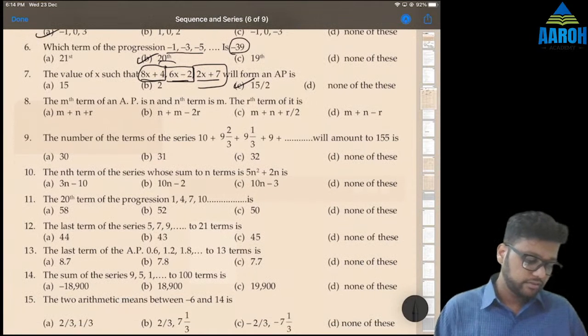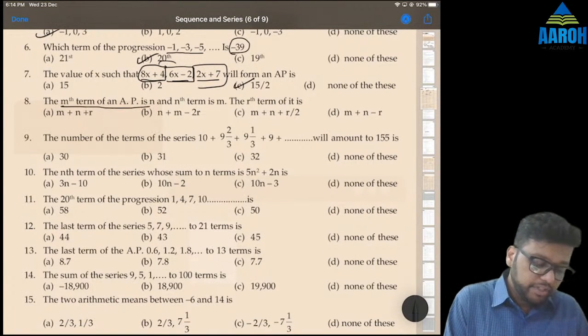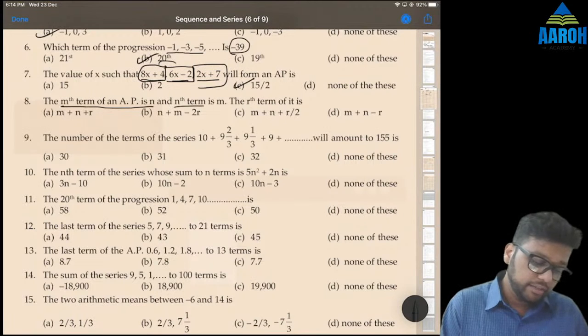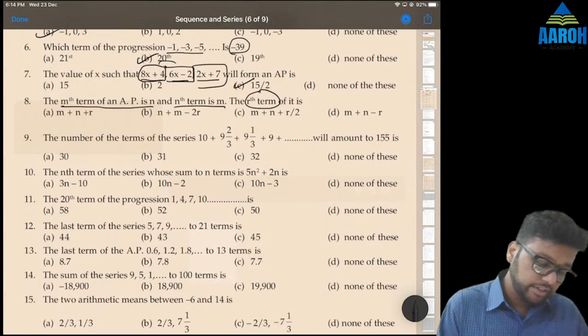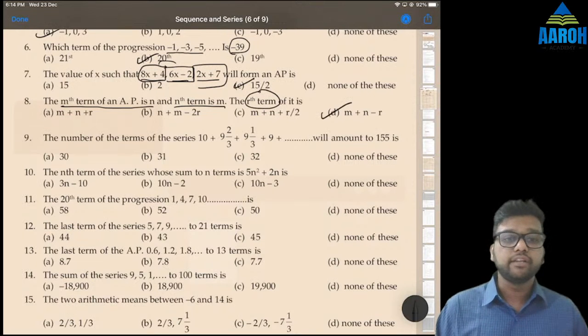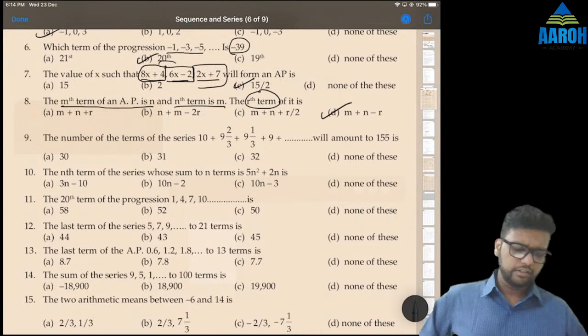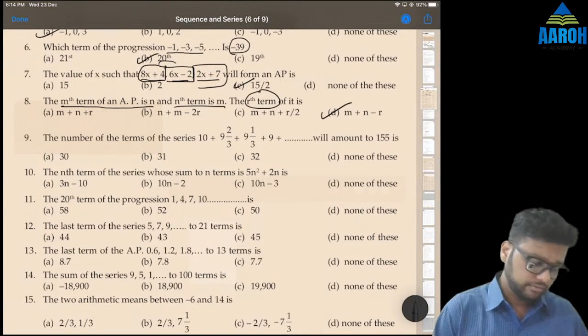8th. The mth term of an AP is n and nth term is m. Okay, this is standard formula that rth term is m plus n minus r. Option D. No need to think, no need to solve anything. Okay, D is the correct answer.